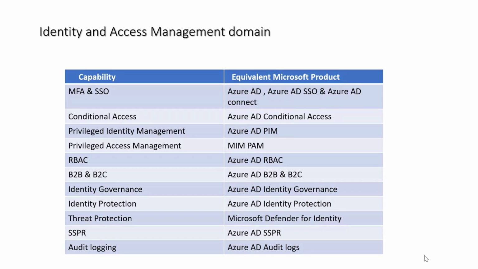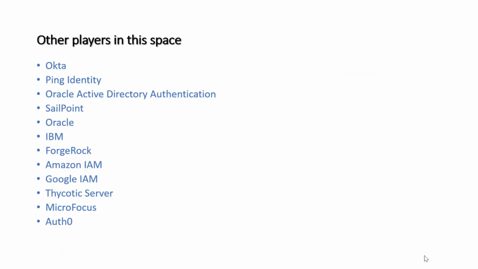Let's say you are not a Microsoft shop. Maybe you're using Office 365, but you have not purchased a PIM solution from Microsoft, or a PAM solution, or a threat protection solution from Microsoft. Then these are the other players in this space. Of course, we all know Okta, and Okta was the very first IAM solution to be cloud only, and they are a huge competitor to Microsoft, specifically in the IAM space.